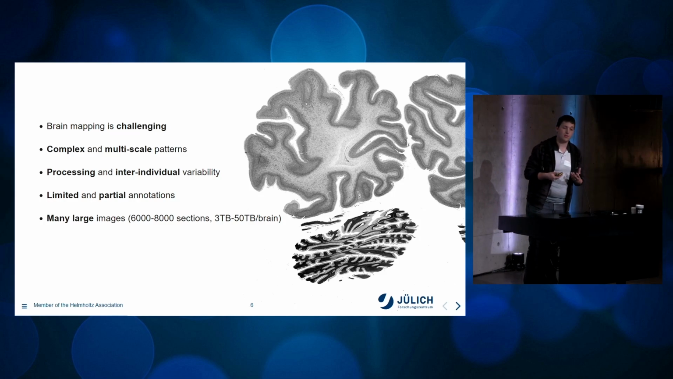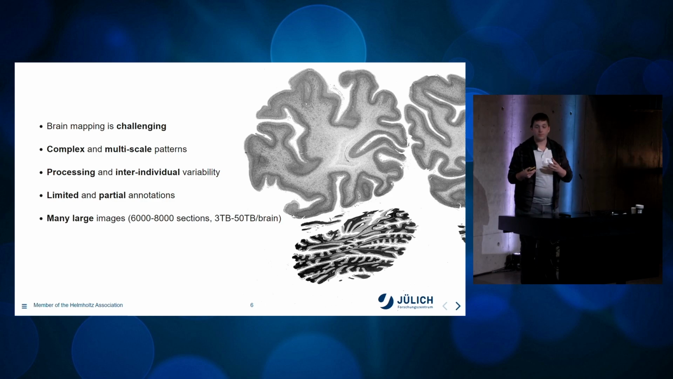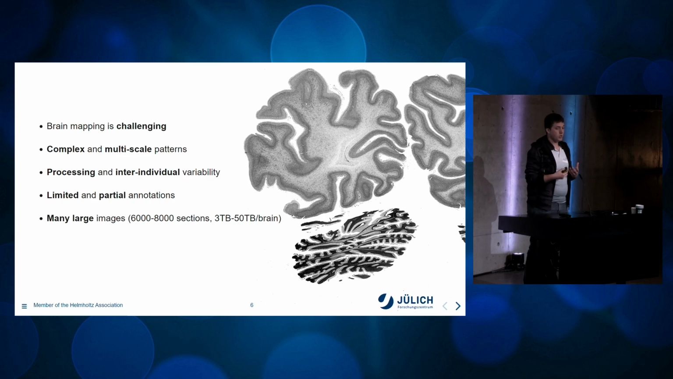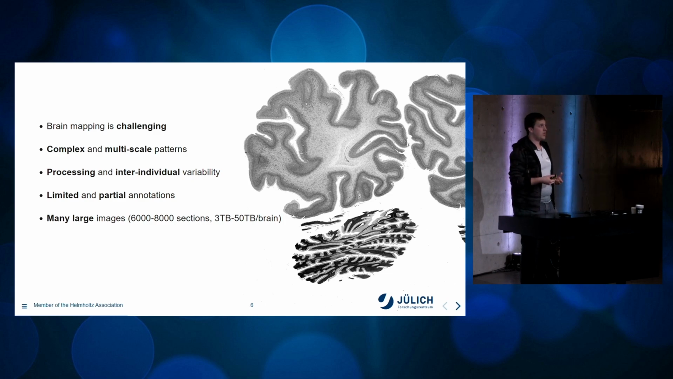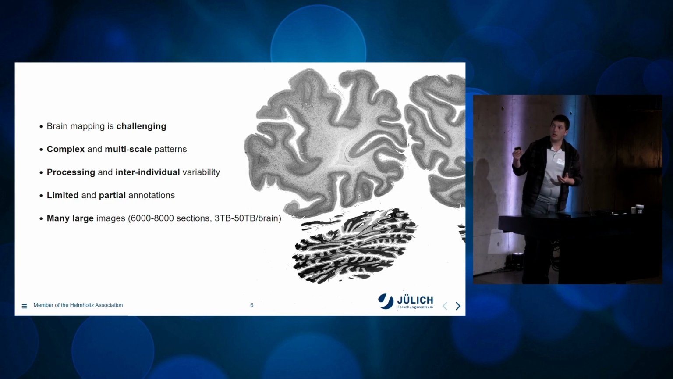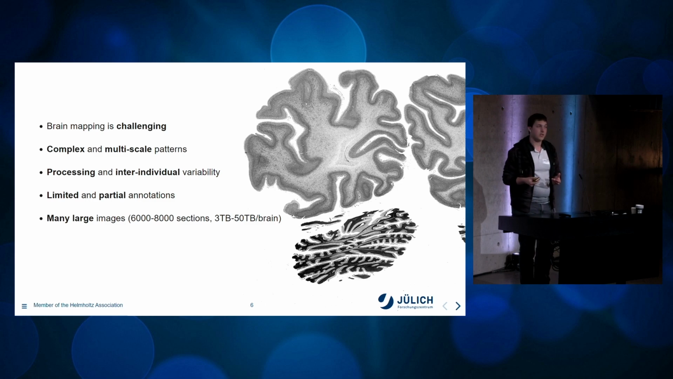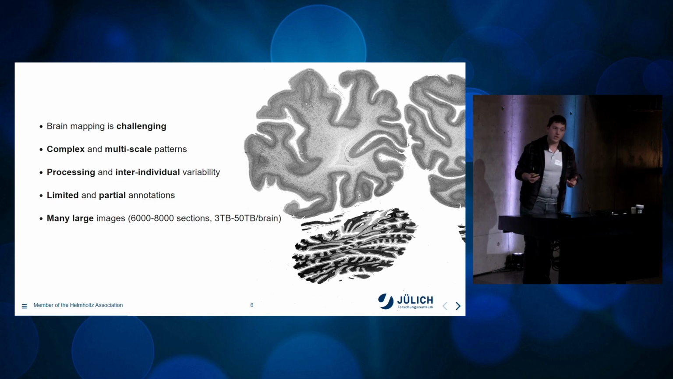The reasons for this are multiple. The patterns that we need to analyze to characterize cytoarchitecture are complex and have multiple scales. We have processing and inter-individual variability that need to be handled, and as it's often the case, the annotations that we would need are limited and also partial, and on top of that, we are dealing with very large datasets of thousands of sections in the range of terabyte and even petabyte. How can we deal with these challenges?